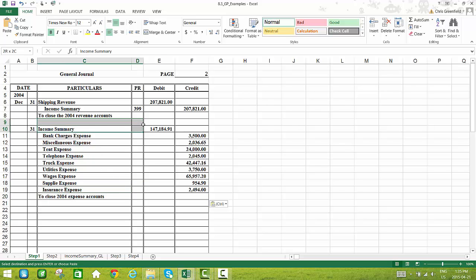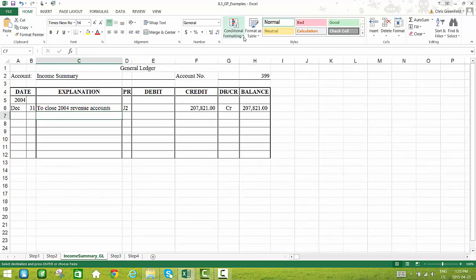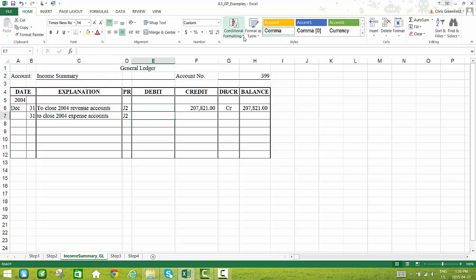And then we have our explanation. So once again, we're going to take this debit entry now and post it to our summary account. So this is for the 31st. We are closing the 2004 expense accounts. J2. In this case, we have a debit.